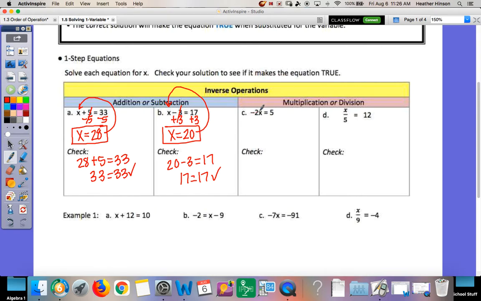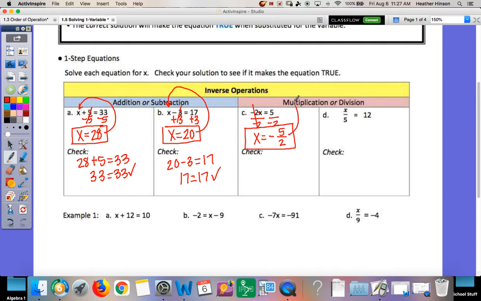Okay, what about this one? Negative 2x equals 5. So this is negative 2 times x. So what's the opposite of times? Opposite of multiplication? Divided by. So I'm going to divide by negative 2. Negative 2 divided by negative 2 cancels. That leaves me with x. And then 5 over negative 2 does not simplify, so we can just leave that as negative 5 over 2. We won't deal with decimals. We'll leave everything as fractions.